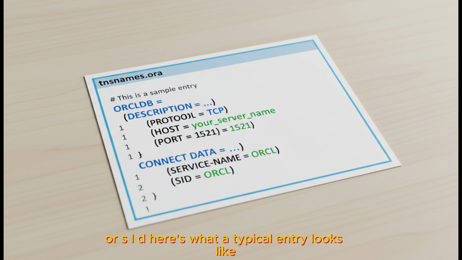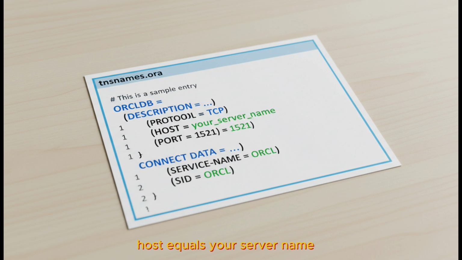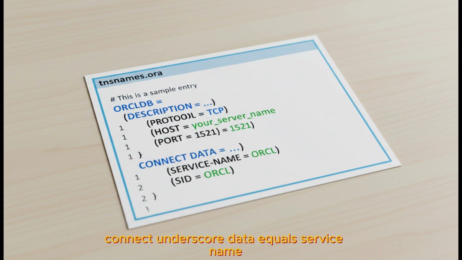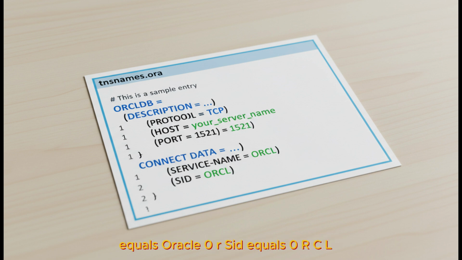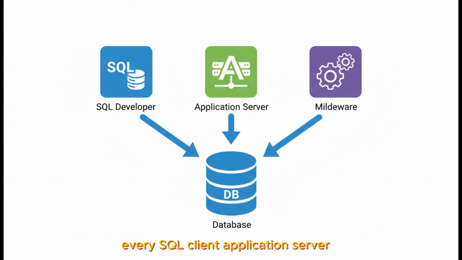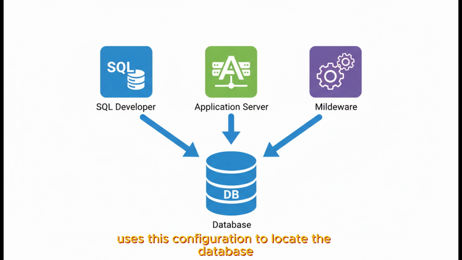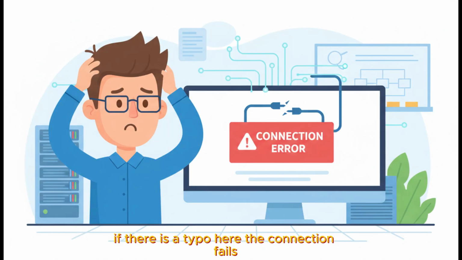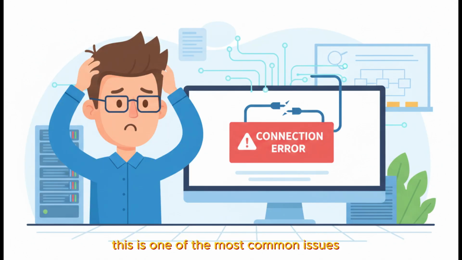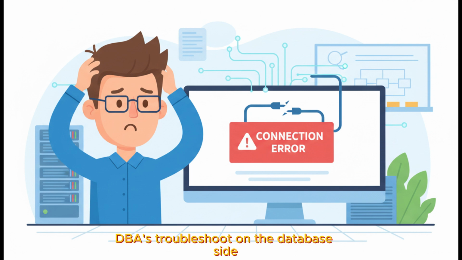Here's what a typical entry looks like: ORCLDB = (DESCRIPTION = (ADDRESS = (PROTOCOL = TCP)(HOST = your server name)(PORT = 1521)) (CONNECT_DATA = (SERVICE_NAME = ORCL))), or SID = ORCL. Every SQL client, application server, or middleware layer uses this configuration to locate the database. If there is a typo here, the connection fails. This is one of the most common issues DBAs troubleshoot.